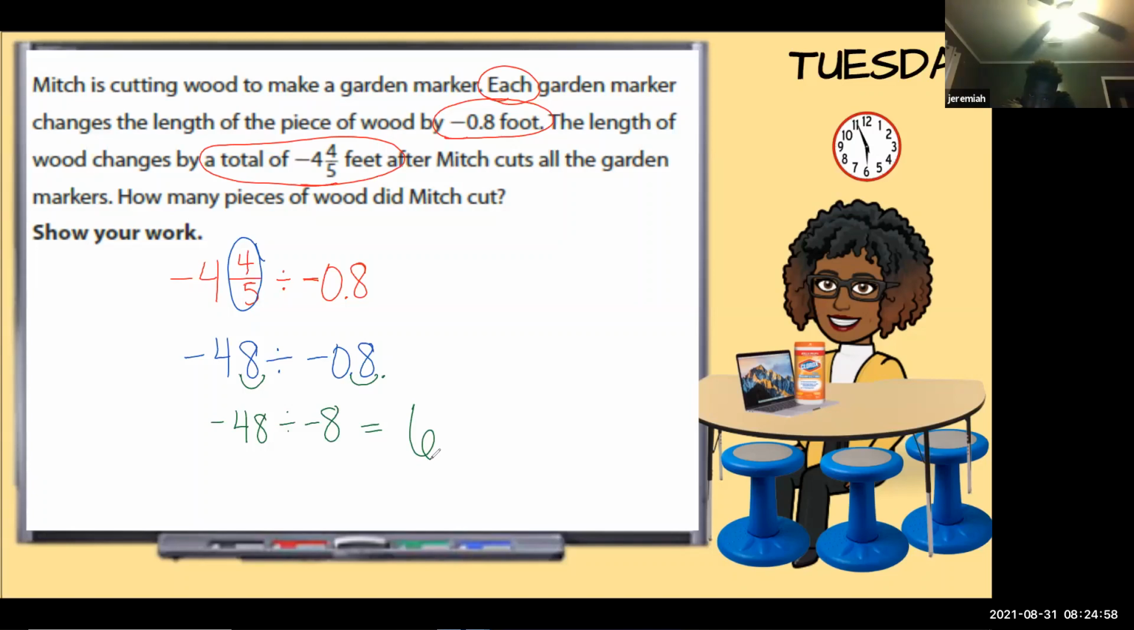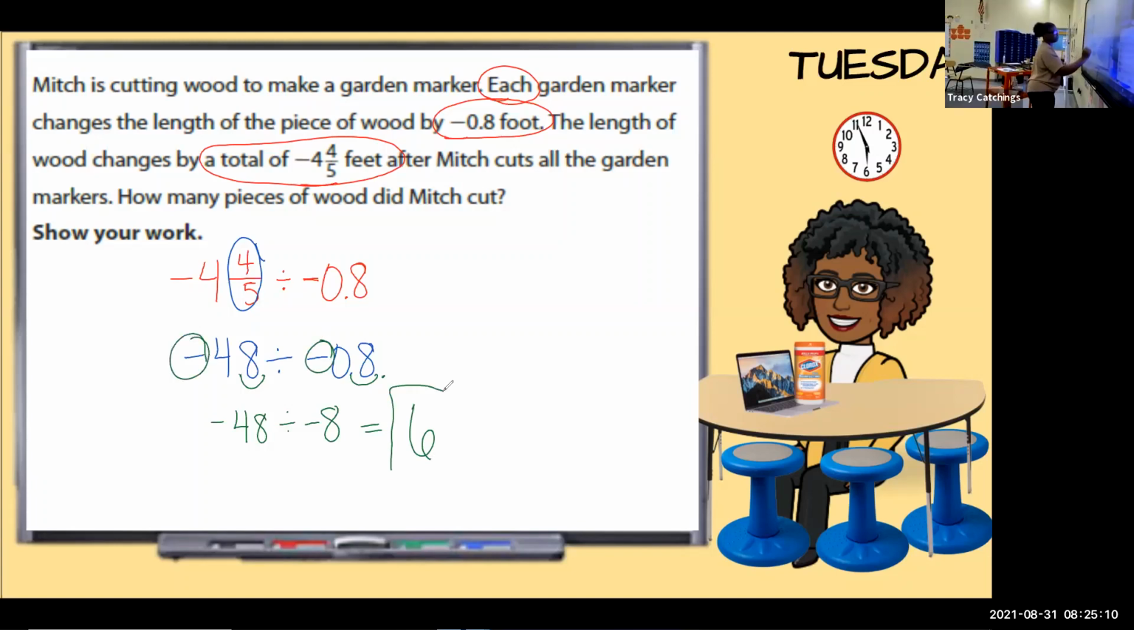Negative 6. Negative, positive. All right, I hear positive, I hear negative. Somebody talk to us and tell us the difference. It's gonna be positive, because both of them are negative. Good job. Both of them are negative, so yes, it would be a positive 6. Good job, fellas.